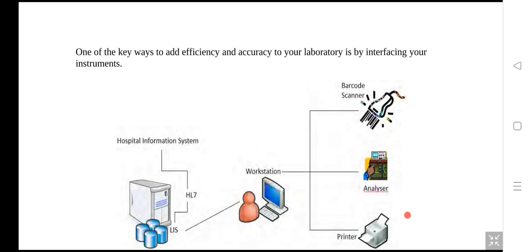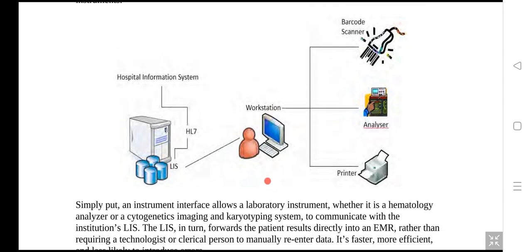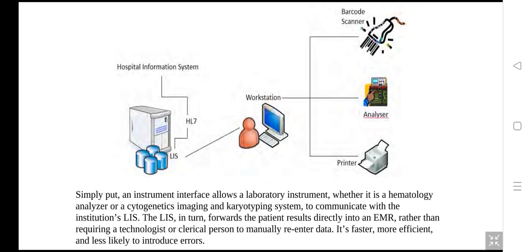So you can see this is the picture. On the right hand side, we have the equipment: the analyzer, the printers, and some workstations. Then we have the hospital information system, and we have a LIS here. They link from the equipment through this protocol in between, to the LIS on the other hand.